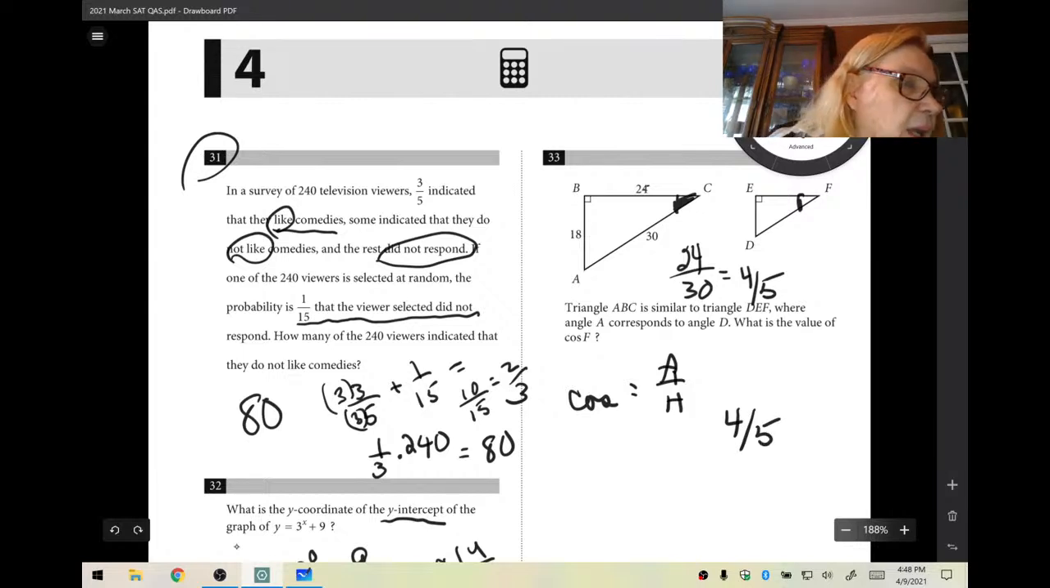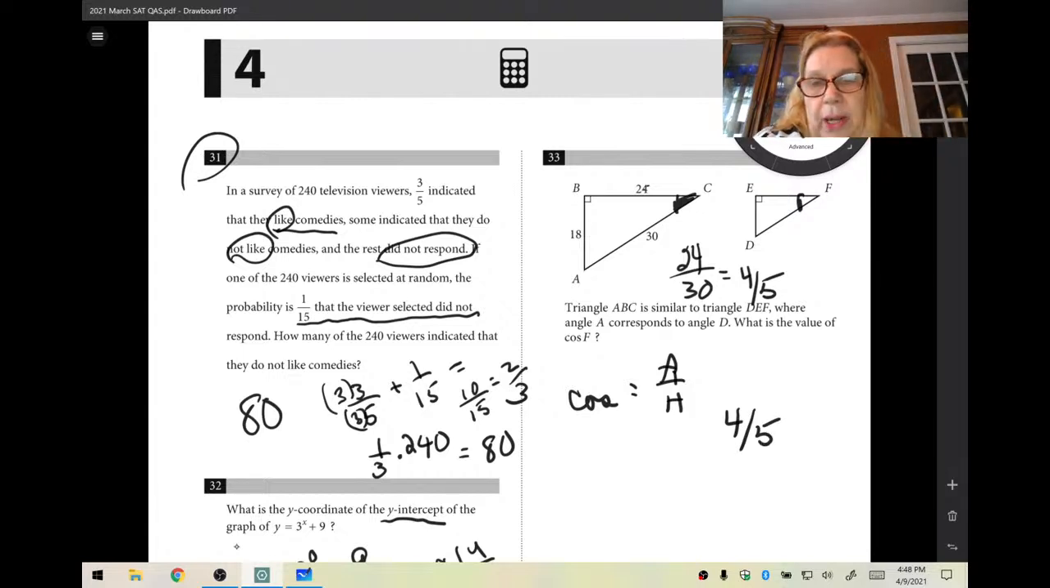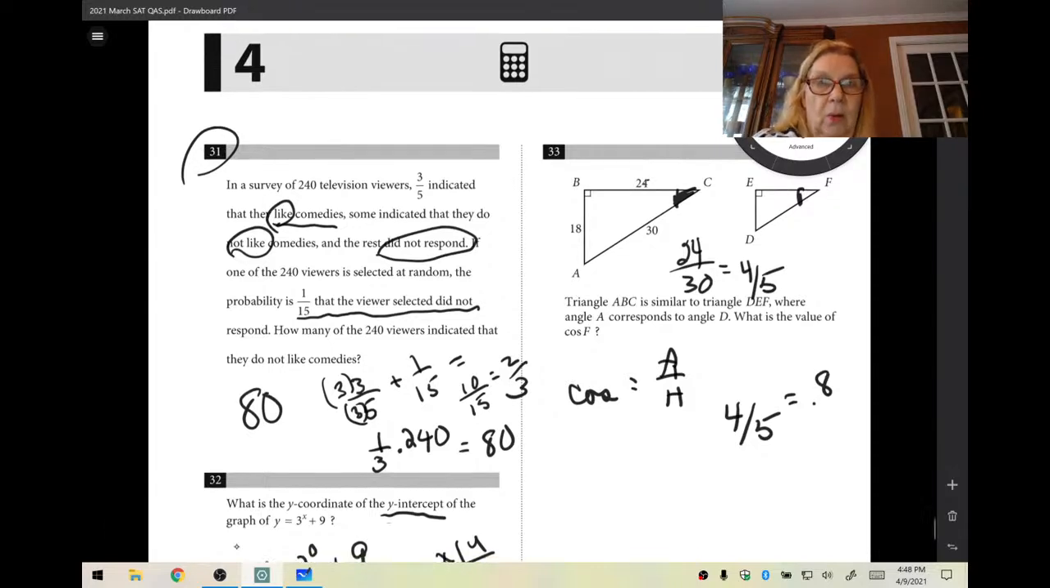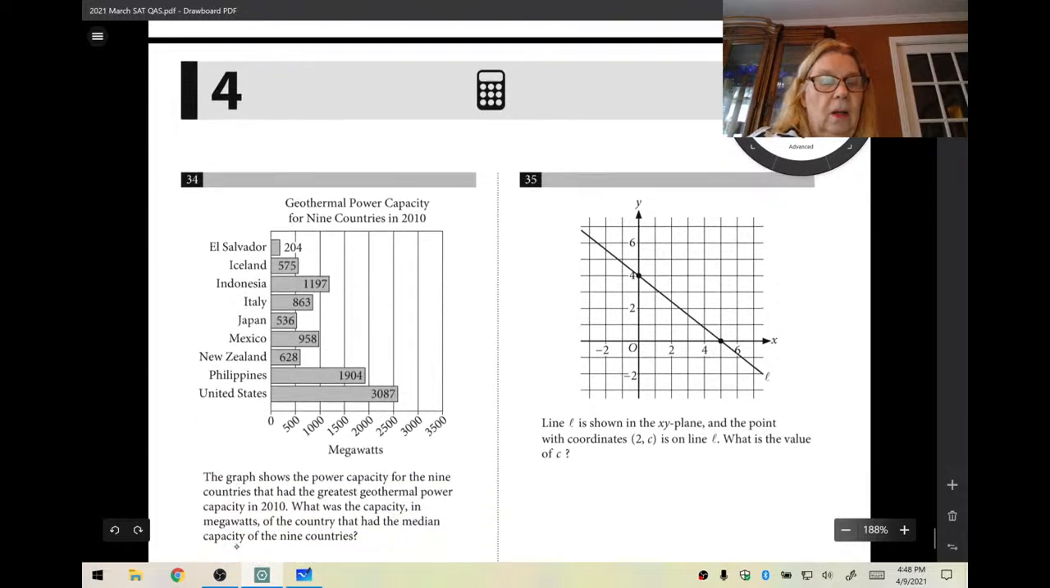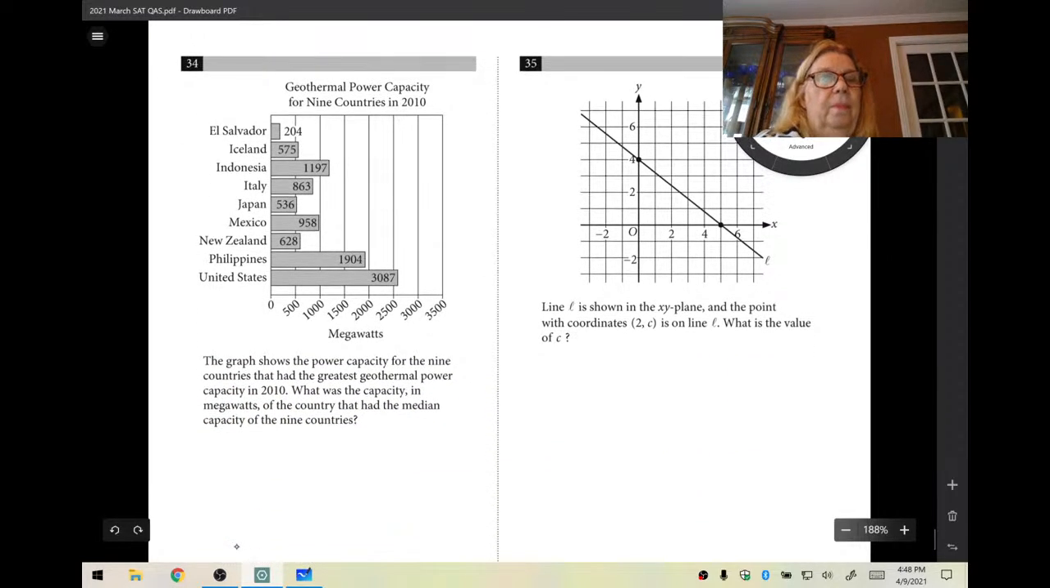And obviously, you could always put in 0.8. Okay, 34. We've got to get the median number for all these. They didn't give it to you in a good order either. Do you want me to read you the order so you have it? Yeah, so let's put the order in.